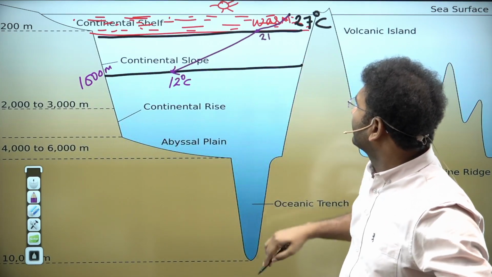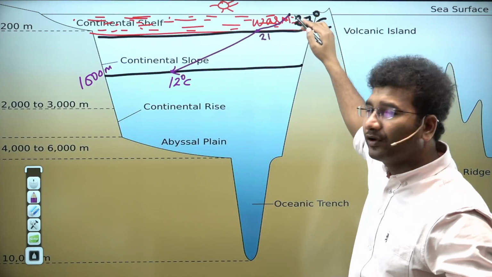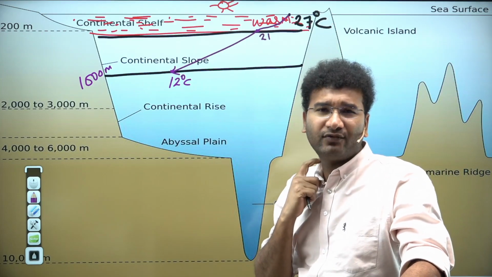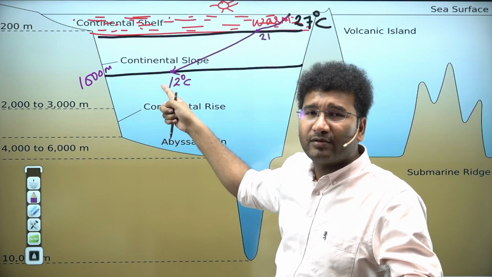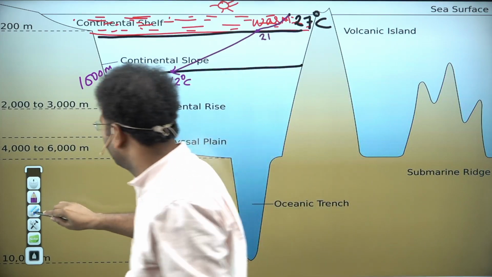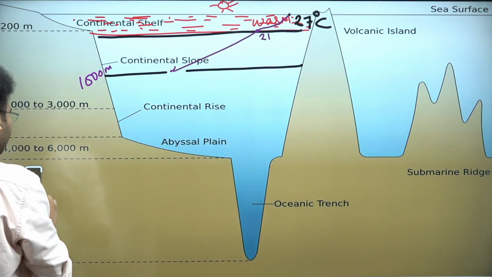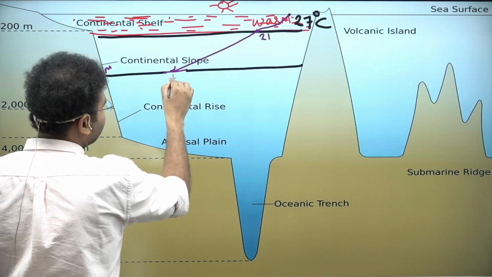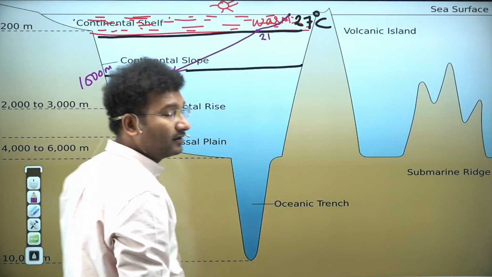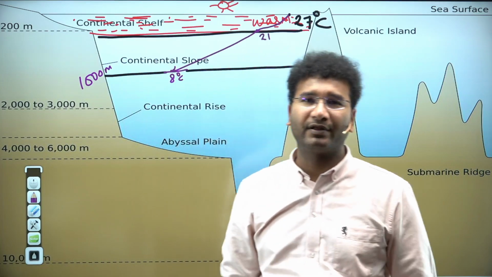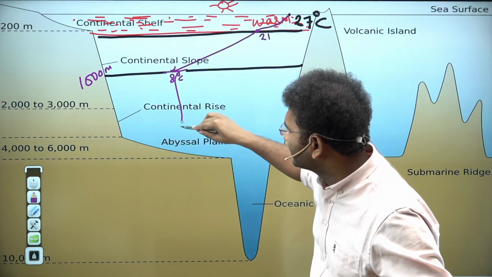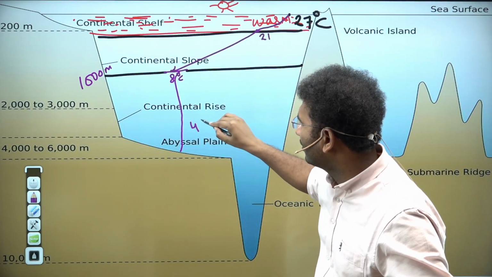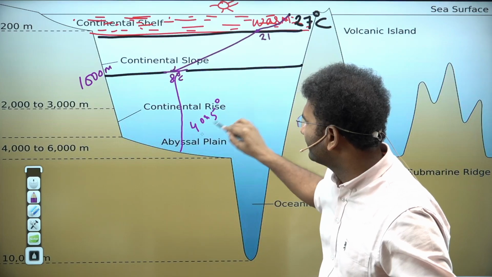This is 21. The drop between the first 400 meters is hardly 5 or 6 degrees. But from here, 21 to 12 or maybe 8 degrees, let's call this temperature 8 degrees Celsius. This is a drastic drop of temperature you will get to see. And from here to the bottom, the temperature is more or less 4 or 5 degrees Celsius.